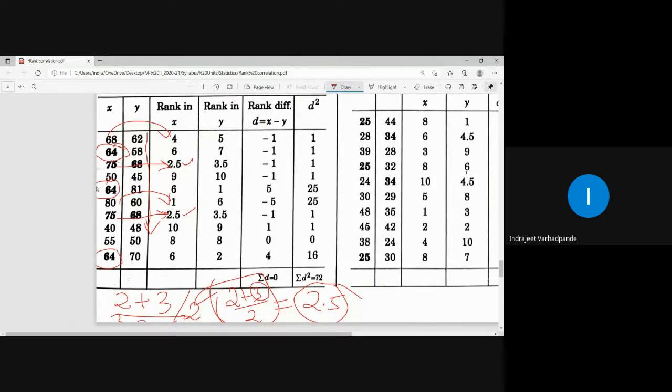So after rank 4, the ranks would have been 5, 6 and 7. So take the mean or average: 5 plus 6 plus 7 divided by 3. 5 plus 6 is 11, 11 plus 7 is 18, and 18 by 3 is 6. So this particular value will be assigned rank 6 everywhere.